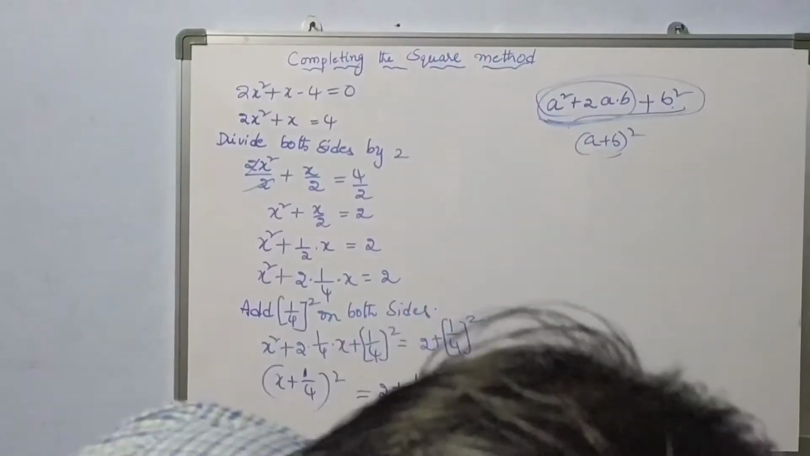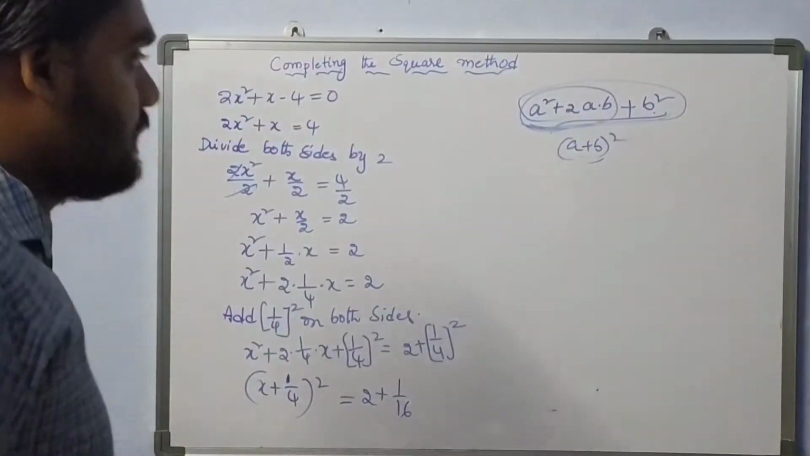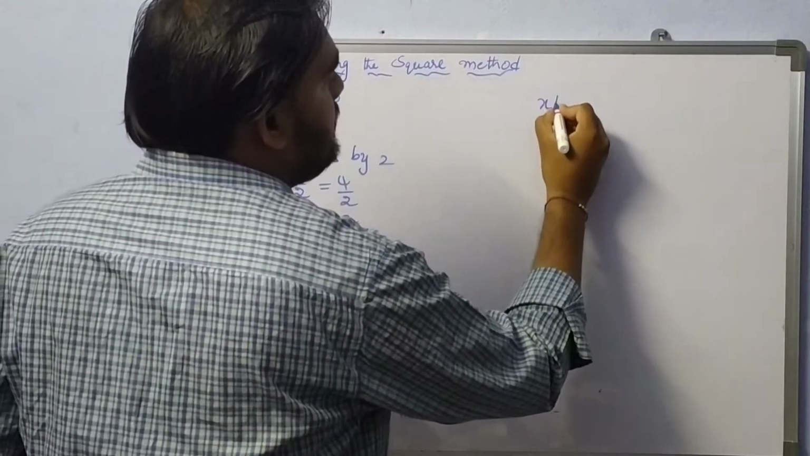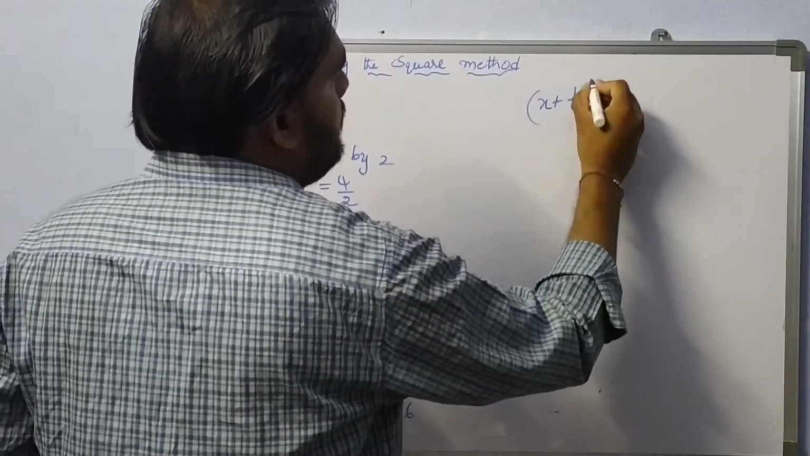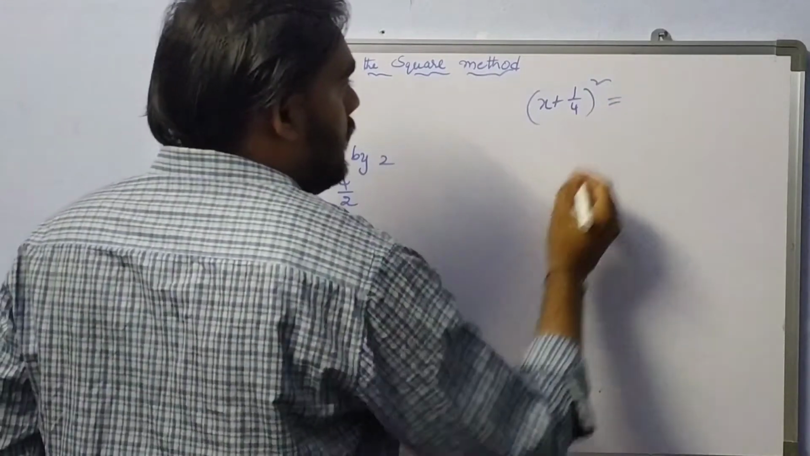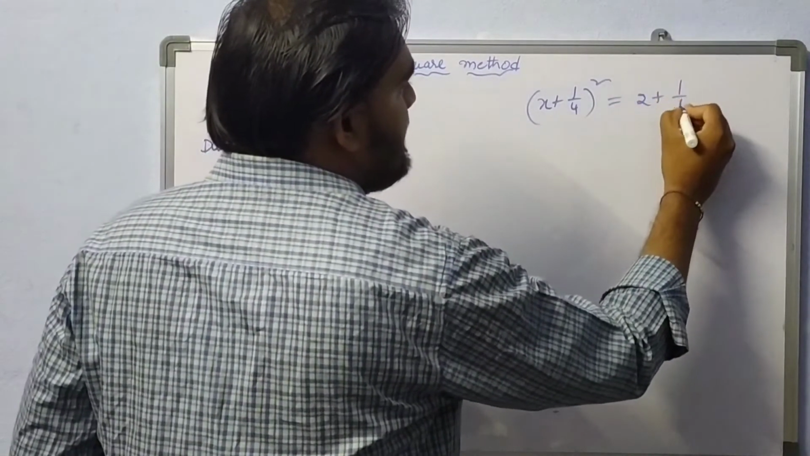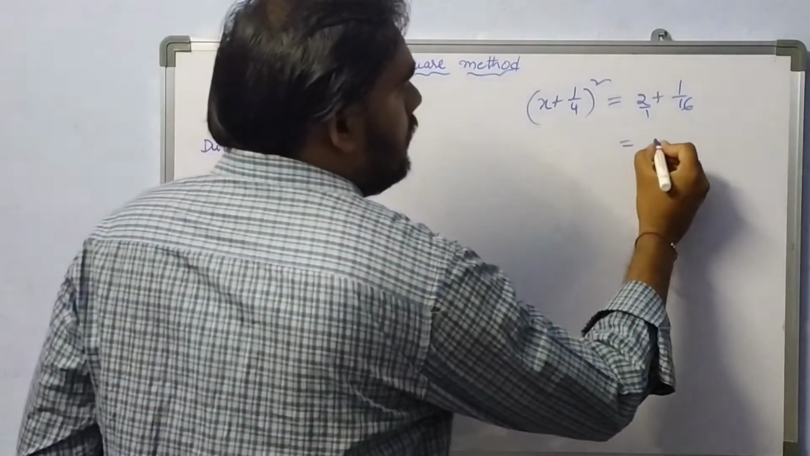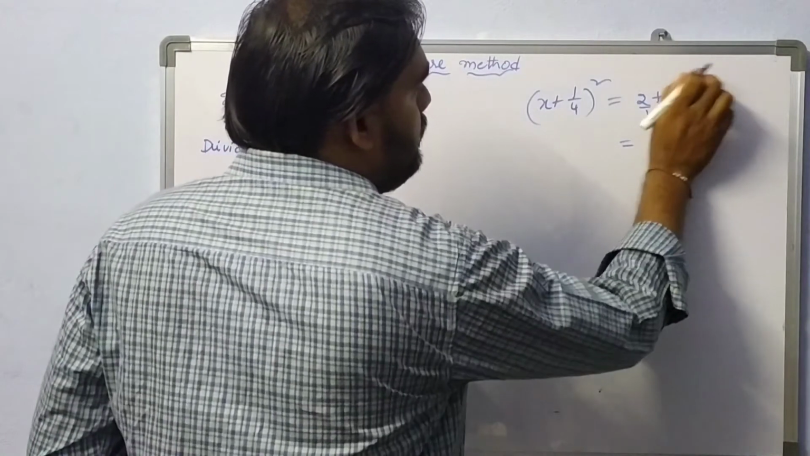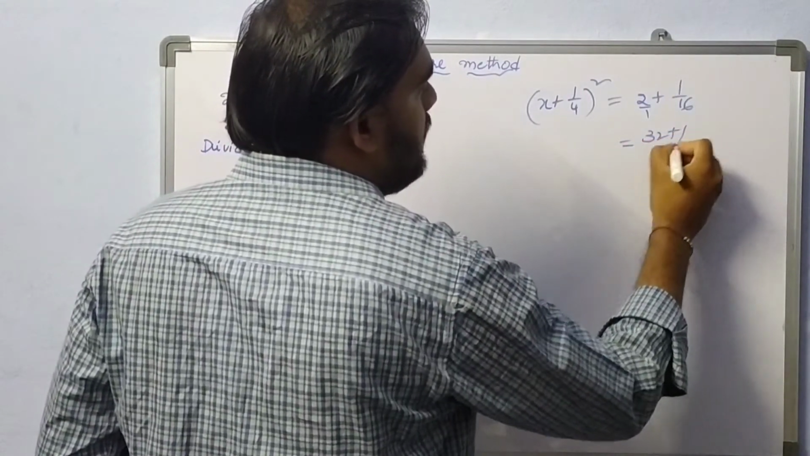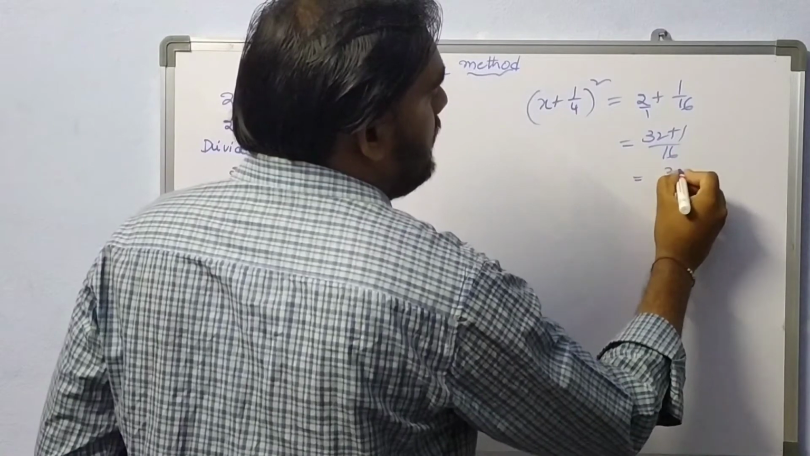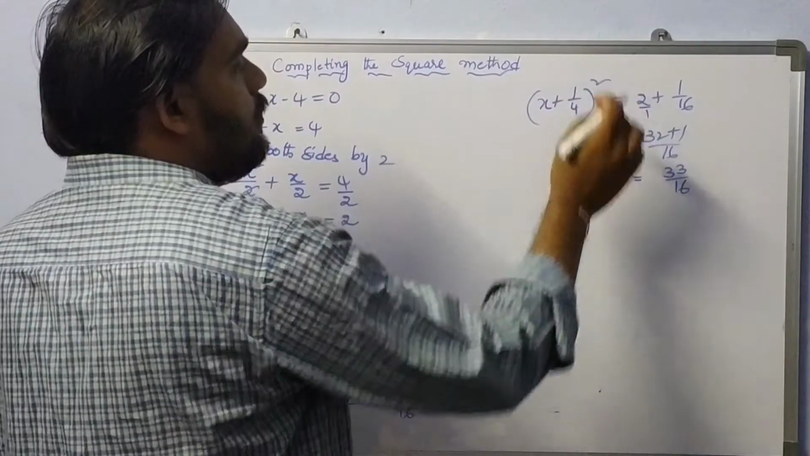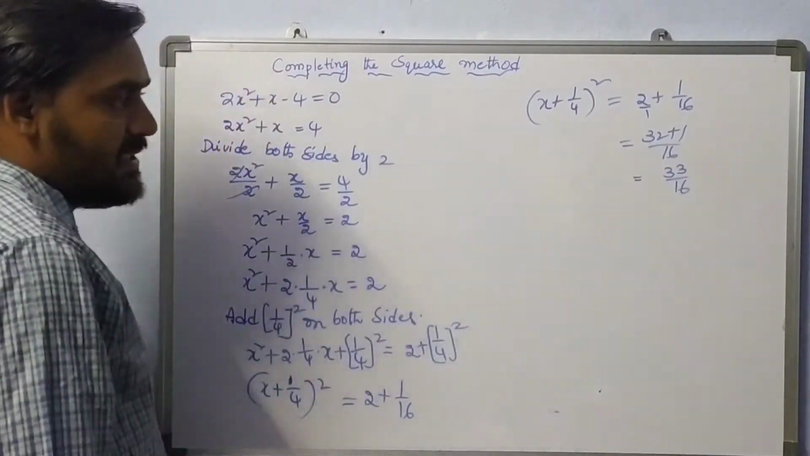Now, we will get here x plus 1 by 4 whole square is equal to 2 plus 1 by 16. See, this can be written as, when I take LCM, 32 plus 1 by 16 I will get. So here we will get 33 by 16. See, x plus 1 by 4 whole square is equal to 33 by 16.